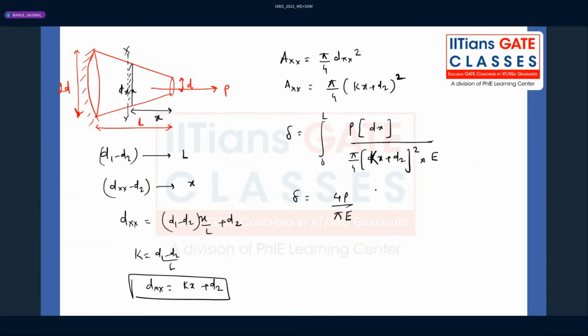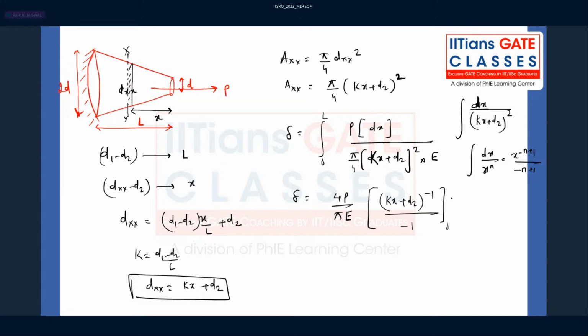Now the integration of 1 upon (kx plus d2) whole square into dx. How do we do the integration? That's again a very simple task, right? The integration of dx divided by x to the power n is x to the power minus n plus 1, divided by minus n plus 1, right? The same thing we are putting here: (kx plus d2) to the power minus 1 divided by minus 1, from 0 to L, into 1 upon k, because whatever the coefficient of x in the differentiation is, we have to keep it in the denominator. I hope you know integration, right? That's all I want to say.